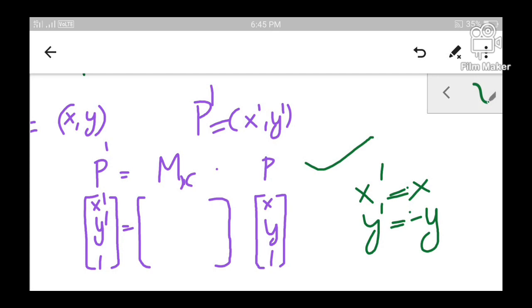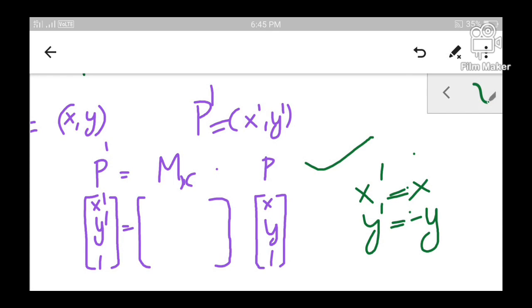This is a square matrix with 3 rows and 3 columns. Let us see how the matrix can be written. I repeat, x dash can be obtained when the first row of Mx is multiplied by this column matrix, and y dash can be obtained when the second row of Mx is multiplied by the column matrix. Similarly, 1 is obtained when the third row of Mx is multiplied by the column matrix.